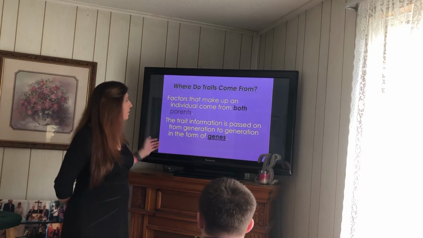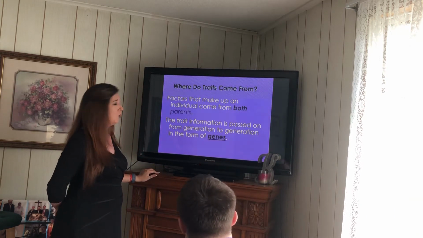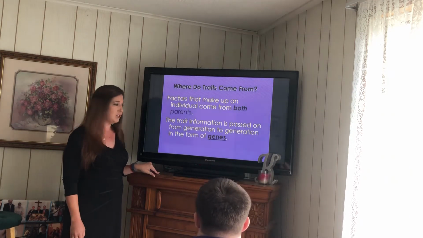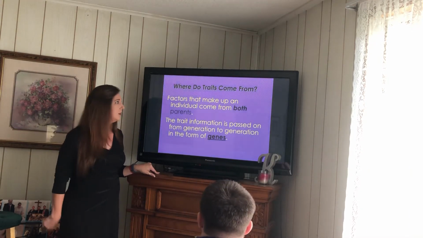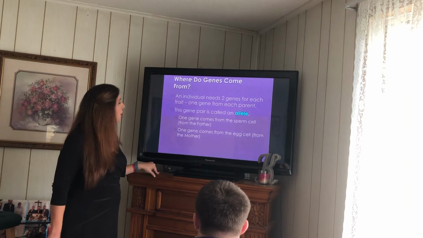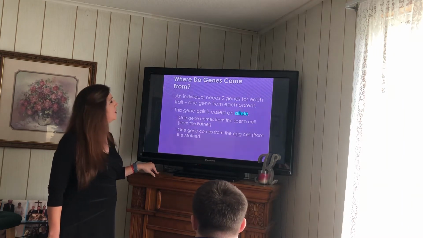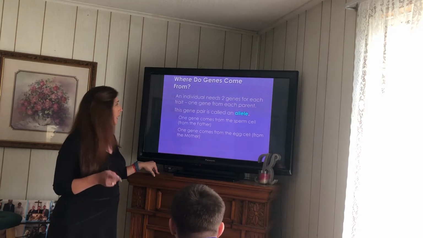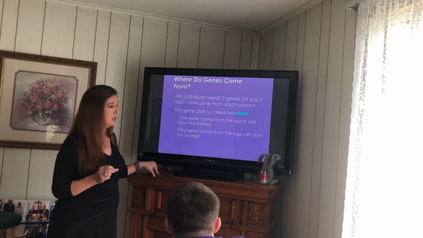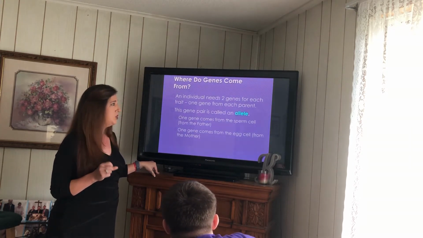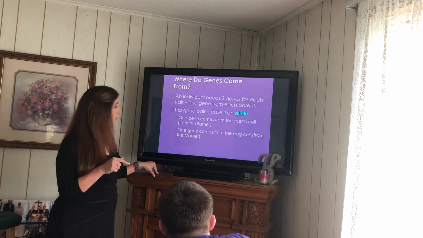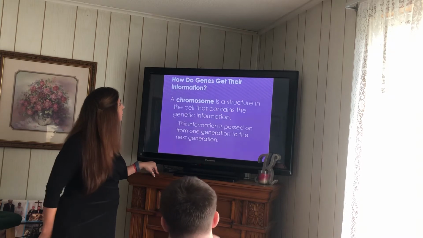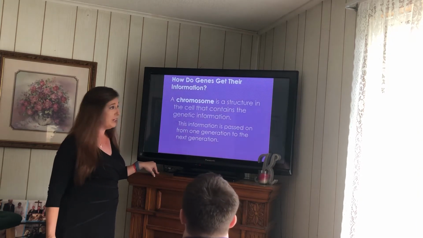Where do traits come from? Factors that make up an individual come from both parents. The trait information is passed on from generation to generation in the form of genes. Where do genes come from? An individual needs 2 genes for each trait, 1 gene from each parent. This gene pair is called an allele. 1 gene comes from the sperm cell of the father, and 1 gene comes from the egg cell of the mother.